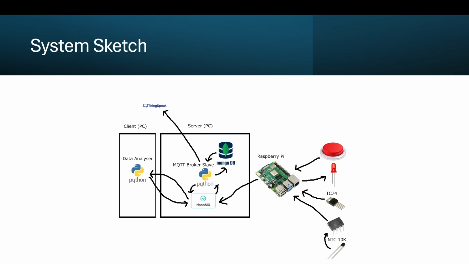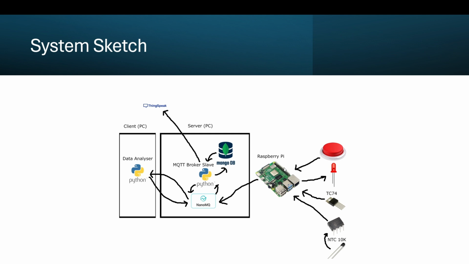There is here, as you can see, a button and an LED used for alerting the user and for acknowledging the alarm. Then there is a TC74 temperature sensor, an NTC10K thermistor, which is connected to an MCP3002 analog to digital converter, and all of them communicate with the Raspberry Pi.